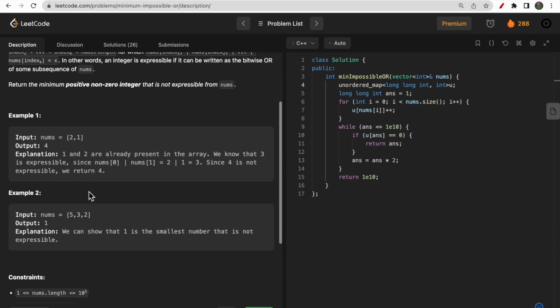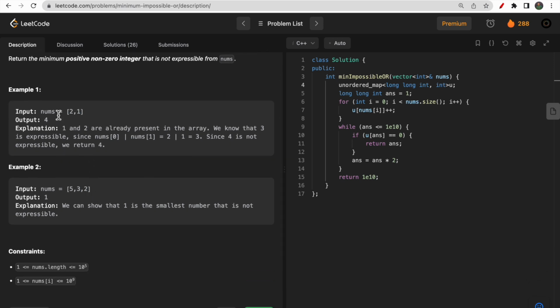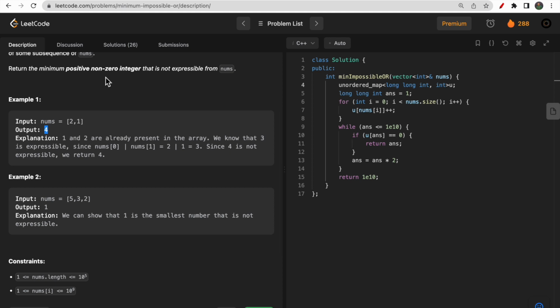If you look at the first example, you are given the nums array 2, 1. Let's try to produce the different positive integers possible. 1 is itself there, so it is possible. 2 is itself present. Now, is 3 possible? Yes, if you take the bitwise OR of 2 and 1, you will get 3. But 4 is not possible to produce by taking the bitwise OR of the elements. That's the reason we return 4, because it is the smallest non-zero integer that is not expressible. That means it cannot be formed by taking the bitwise OR of some or all the elements of this nums array.